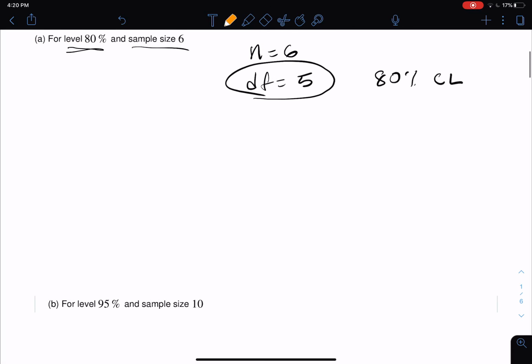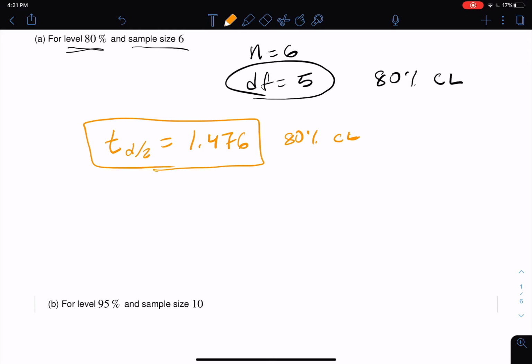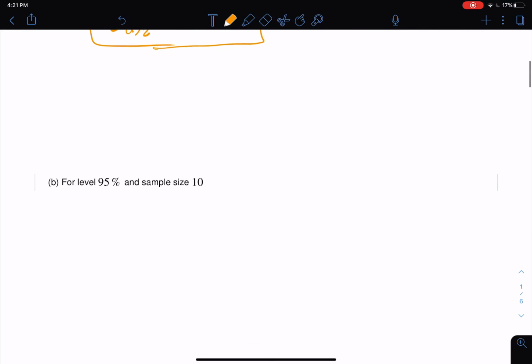I'll go back up here. And so therefore, this critical value is 1.476. And that's for an 80% confidence level. Let's do the next one.